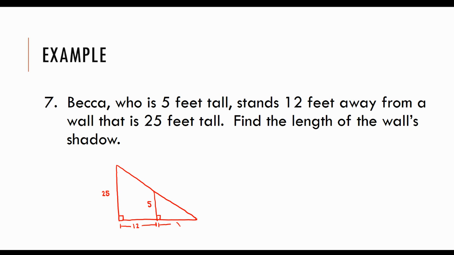So what I'm going to do, though, is I'm still going to represent X as Becca's shadow. Okay, so I'm still going to do the same idea as we did in the last example. And I'm going to set up a proportion where if I focus on the triangle that represents Becca, we would have 5 for the height over X for her shadow. And then if I'm looking at the really big triangle, we would have the height of the wall, which is 25, over the length of its shadow, which would be me putting the 12 and the X together by adding them. So now I'm going to cross multiply.